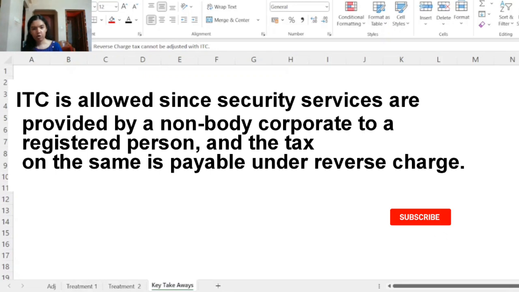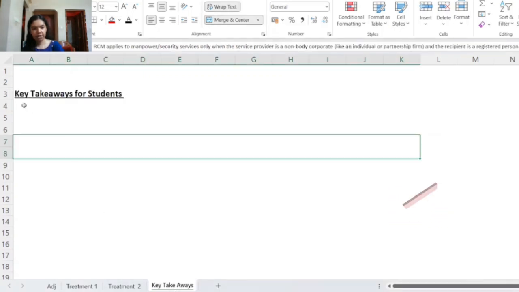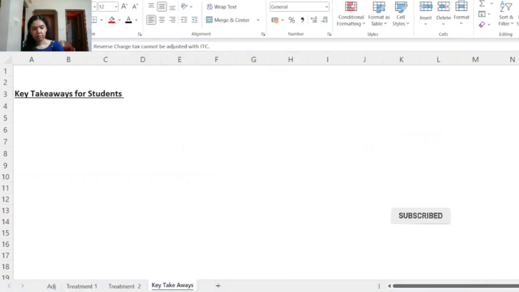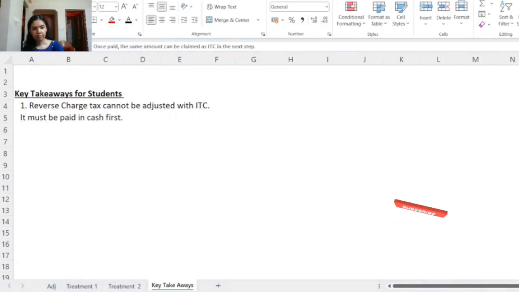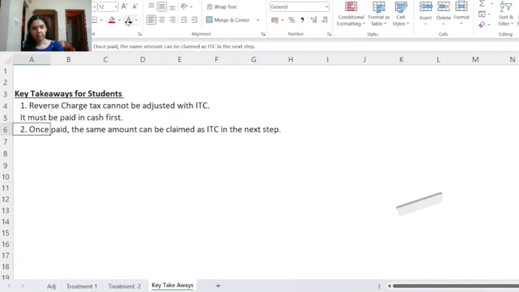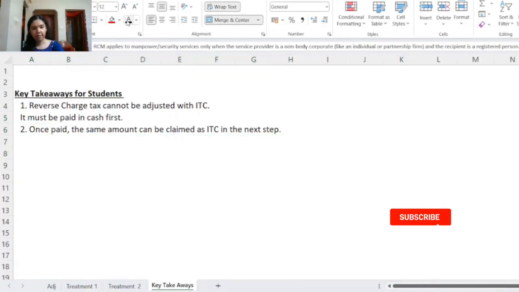So ITC is allowed since security services are provided by non-body corporate to a registered person, and the tax on the same is payable under reverse charge. There are some key takeaways for these type of question. Point number 1, reverse charge tax cannot be adjusted with ITC. It must be paid in cash first. Point number 2, once paid, the same amount can be claimed as an ITC under the next step.